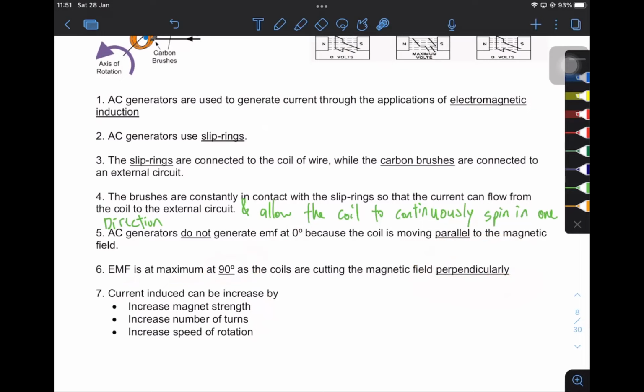Exact same criteria you need for electromagnetic induction. Exactly the same.